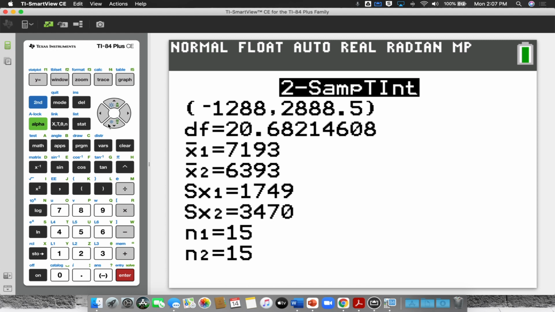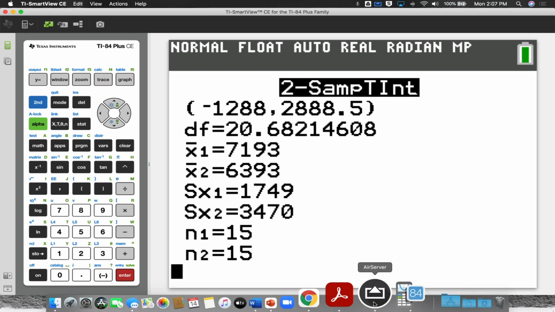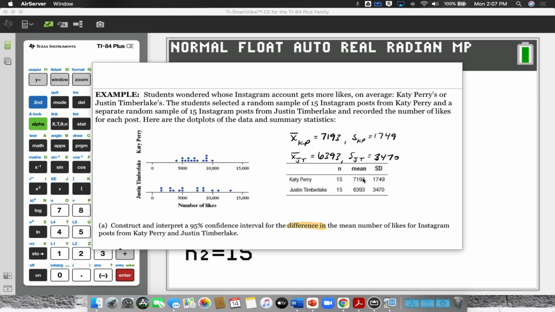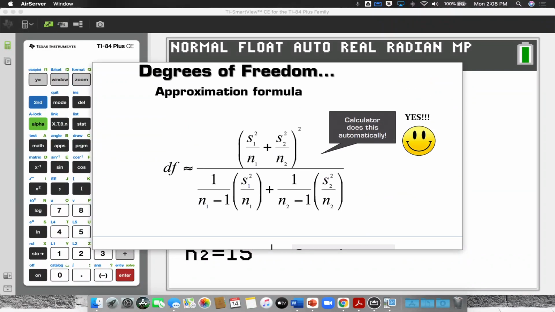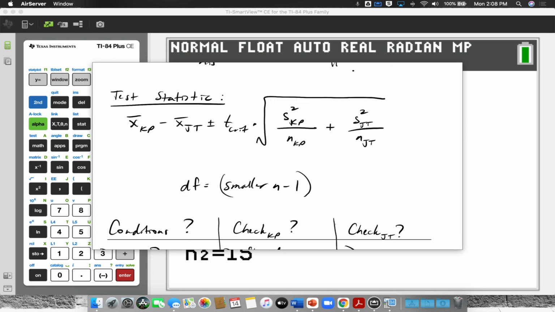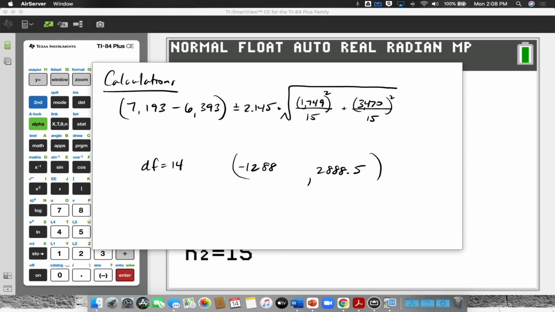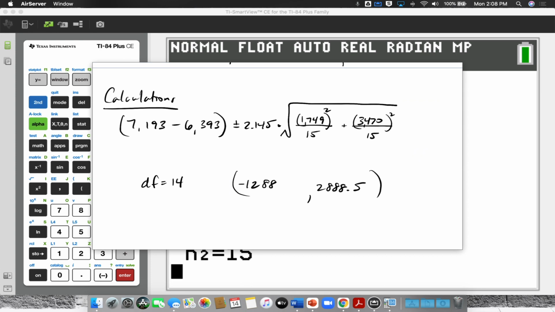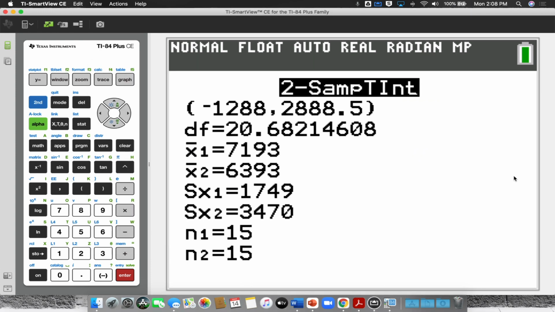There's the degrees of freedom. See the degrees of freedom right underneath the interval here? That's them utilizing the calculator, utilizing that ugly formula that we talked about. Even that, though, is still an approximation. It's a closer approximation than ours, but it's not that bad. So we estimated degrees of freedom at 14. They estimated a little bit higher, about 20, 21.